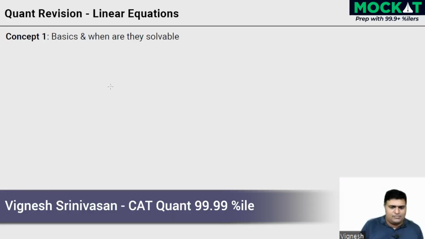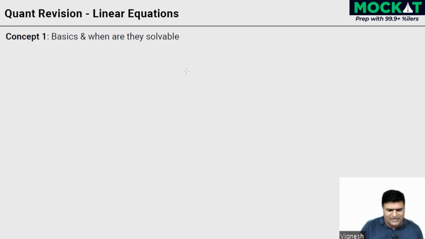We'll look at linear equations. We'll start with the basics. So what are the basics of a linear equation? An equation is anything which has an equal to symbol in it. A linear equation is where the power of the variables is one.